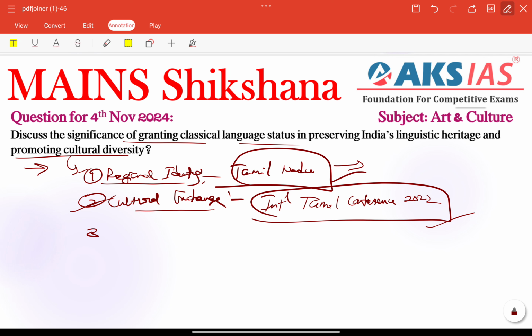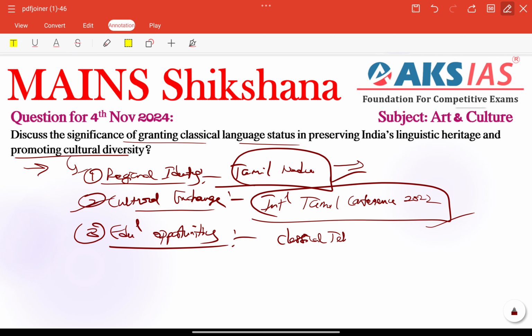Next, educational opportunities, also a very important part of the significance. Classical status leads to more research and scholarship, such as the Classical Telugu Studies Center we have at Hyderabad University. That is also a very important thing, focusing especially on ancient Telugu literature. So these types of issues need to be included here.